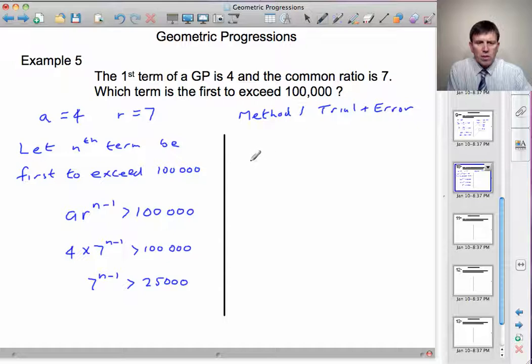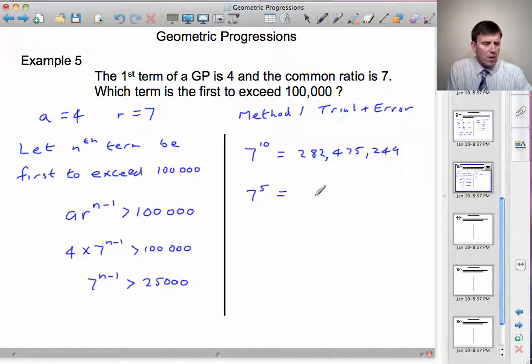So we have a guess basically. 7 to what power is bigger than 25,000? Let's try 7 to the power 10. And if we work that out on the calculator, it comes to 282,475,249. So that wasn't a very good first guess, but it doesn't matter. If that's too big, let's come down and try 7 to the 5.